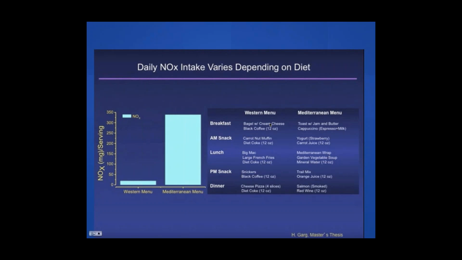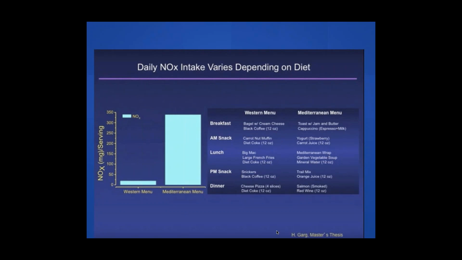So for breakfast, they had a bagel with cream cheese and black coffee, a carrot nut muffin, and a Diet Coke. A Big Mac, large French fries, and a Diet Coke for lunch, black coffee for a PM snack, a cheese pizza, and Diet Coke. I don't know who does that. It just makes me cringe. Does anybody drink that stuff anymore?